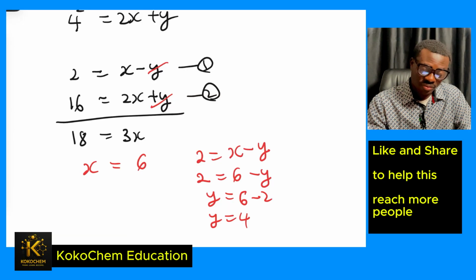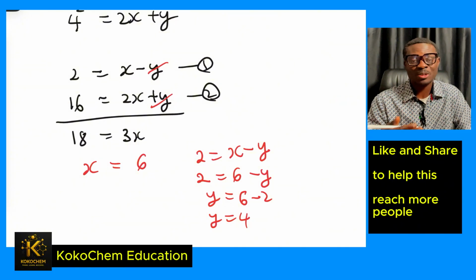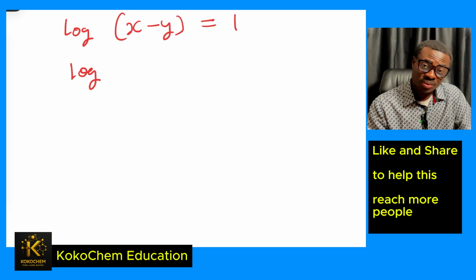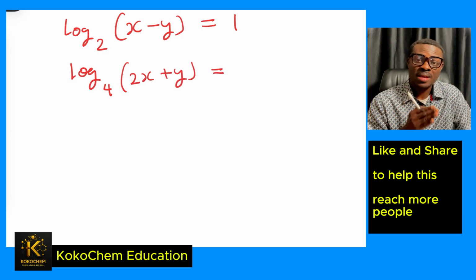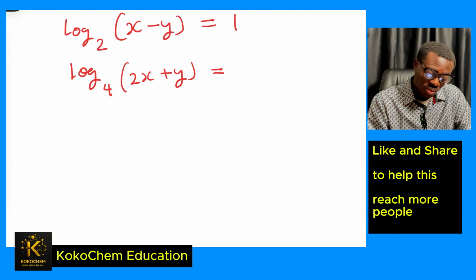So now that we've seen the first calculation, let me take you back a little bit and break down the tricks behind this question, so that in the future you can also predict the question and predict the answer as well. The question reads as log to the base 2 of x minus y is equal to 1, and the other expression was log to the base 4 of 2x plus y equal to, and based on the answers that the WASSCE guys gave, we can predict that it will be equal to 2.